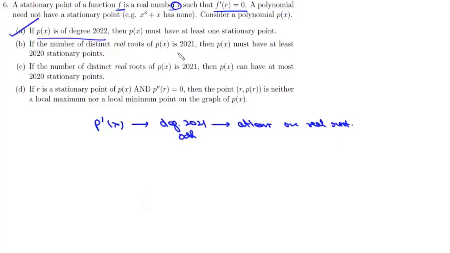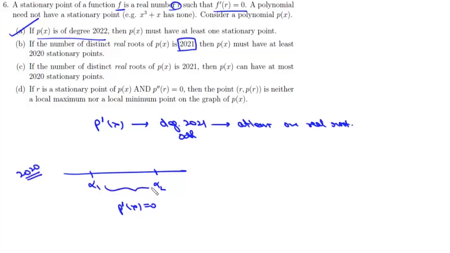Now this B is, if the number of distinct real roots of px is 2021, then px must have at least 2020 stationary points. Now one of the implications of Rolle's theorem is, in between any two roots alpha 1 and alpha 2 of a continuously differentiable function, there exists at least one point at which p dash x is equal to 0. Now we consider these 2021 roots, then we'll have 2020 pairs of roots, and in each pair there'll be at least one root of p dash x. So that means it'll have at least 2020 stationary points. So that means this option B is also correct.